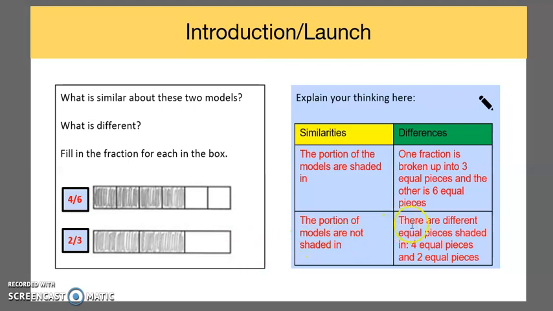Another difference is there are different equal pieces shaded in: 4 equal pieces and 2 equal pieces. Looking at the shaded portions, we see 1, 2, 3, 4 is shaded in, and the bottom one is 1, 2. 2 is shaded in. Now we're ready to move on to the next slide.